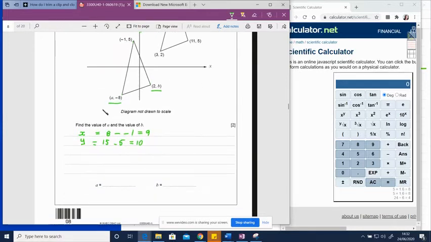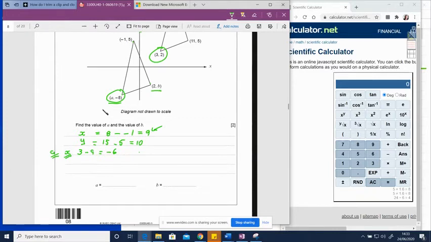So if we take these first coordinates 3, 2, they're related to those two in the same way. So the x coordinate is 3, and then I'm going to take 9 away because it's moved 9 to the left. And I found that out because of this value. So 3 minus 9 is minus 6. So that's A.